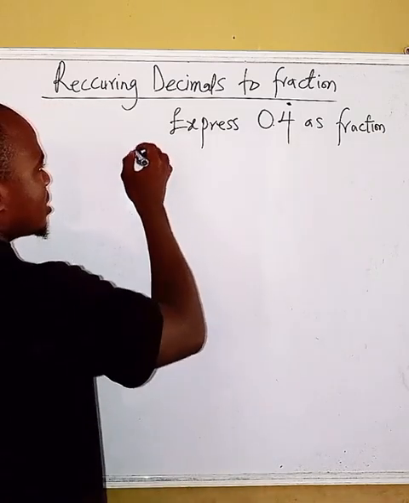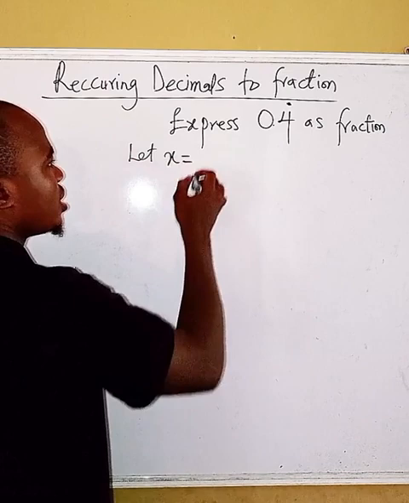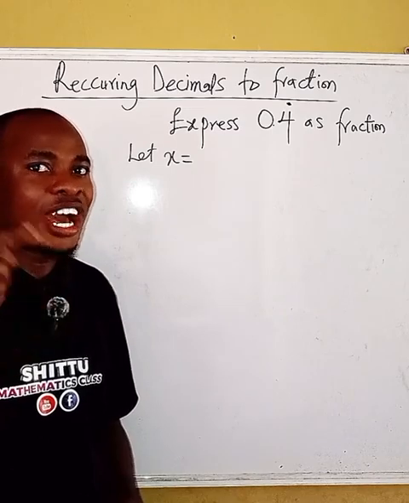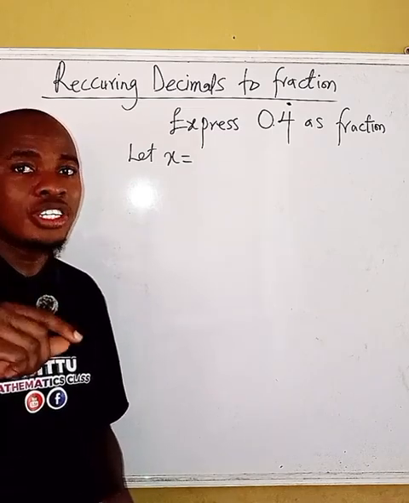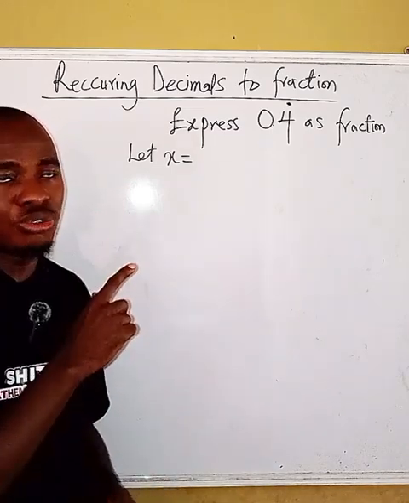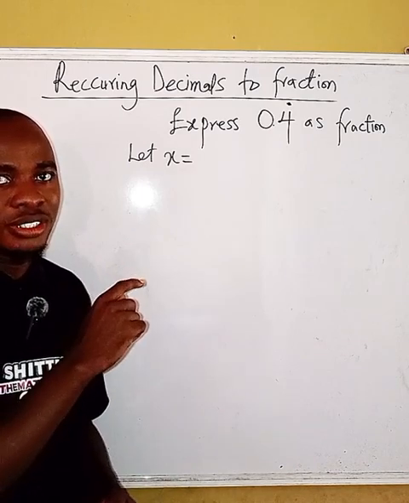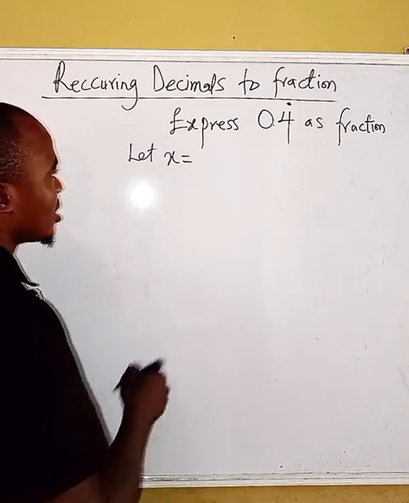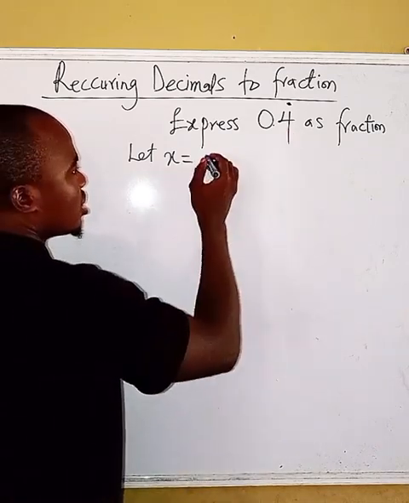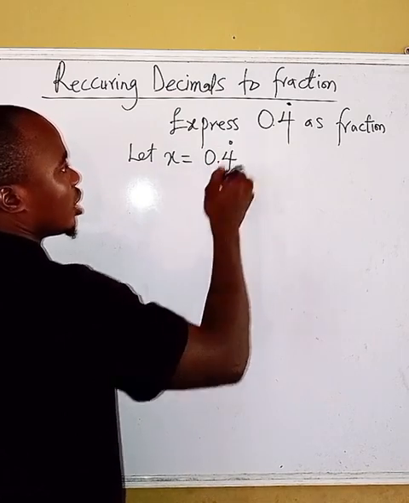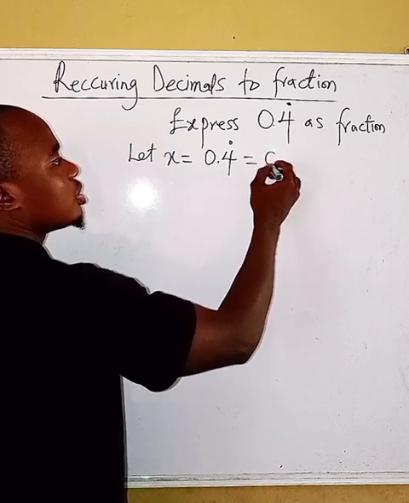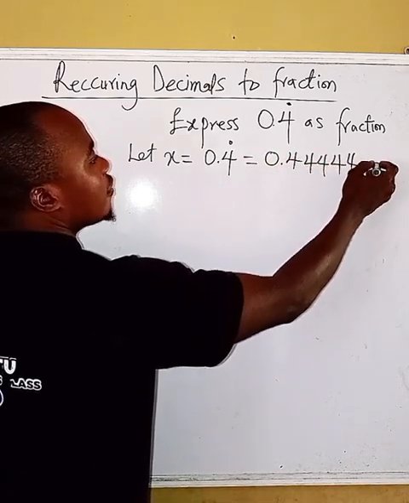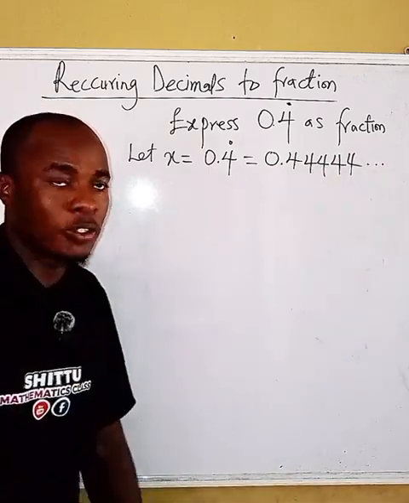Now, please stay focused, because the majority of students are having issues with this. 90% of them cannot do this. So now let's see. Let x equal 0.4 recurring. Now this can be written as 0.4444, and the 4 keeps going, and so on.